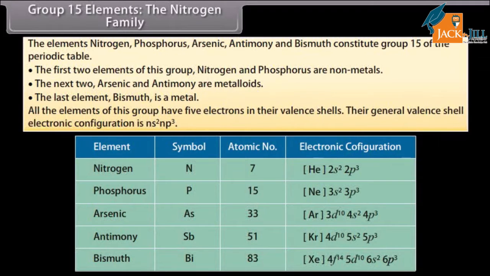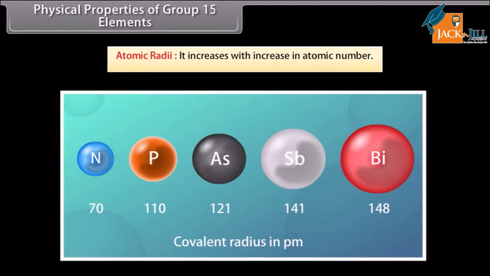All the elements of this group have 5 electrons in their valence shell. Their general valence shell electronic configuration is ns2np3. Physical properties of group 15 elements. Atomic radii. It increases with increase in atomic number.